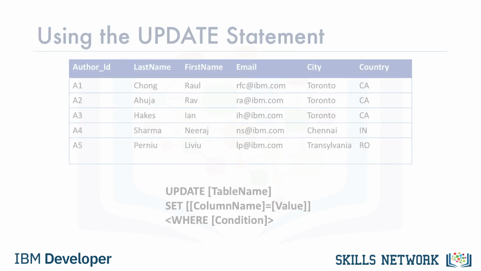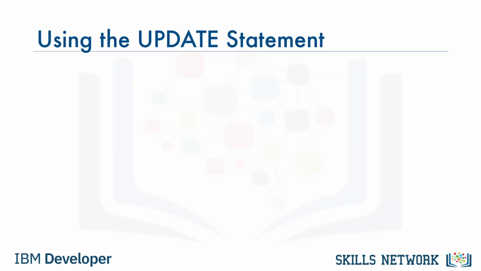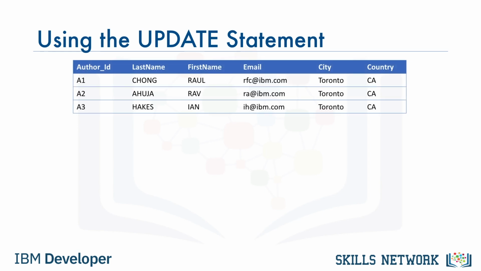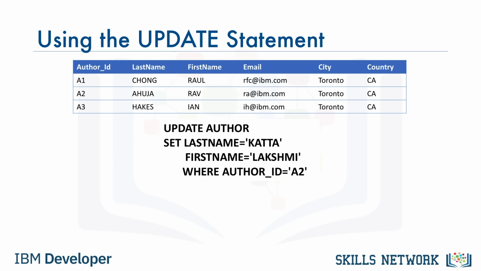Let's look at an example. In this example, you want to update the first name and last name of the author with author_ID A2 from Rav Ahuja to Lakshmi Kata. To see the update statement in action, we start by selecting all rows from the author table to see the values. To change the first name and last name to Lakshmi Kata, where the author ID is equal to A2, enter the update statement as follows: update author set last name equal to Kata, first name equal to Lakshmi, where author ID is equal to A2.